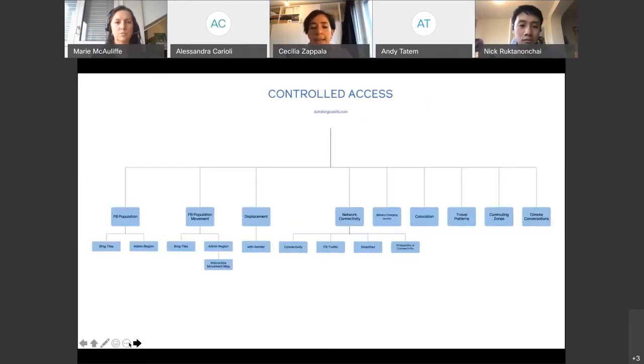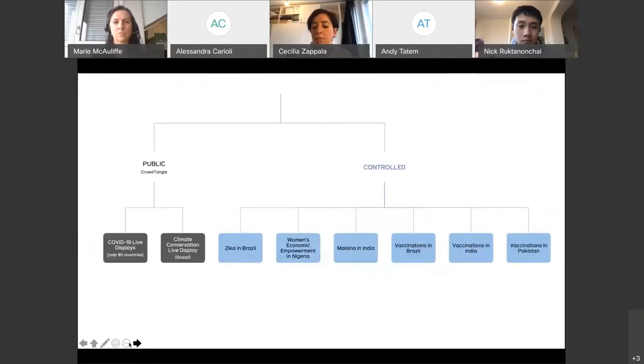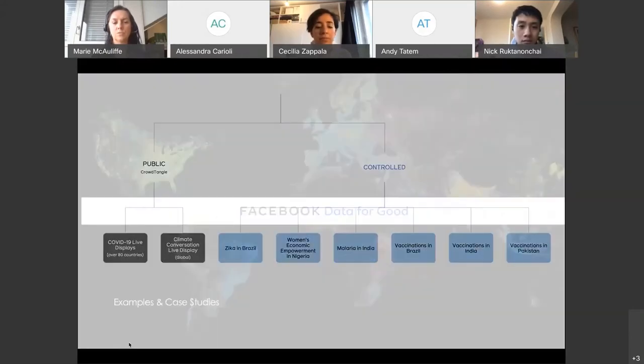While other data sets are under controlled access. As I said before, we share them only with our partner organizations who sign a data licensing agreement. We do that because those data sets are typically more privacy sensitive, and so this is a better way to deal with those kinds of data sets. The same approach, of course, applies to the surveys and the Insights for Impact, but I'm not going to go into the details.